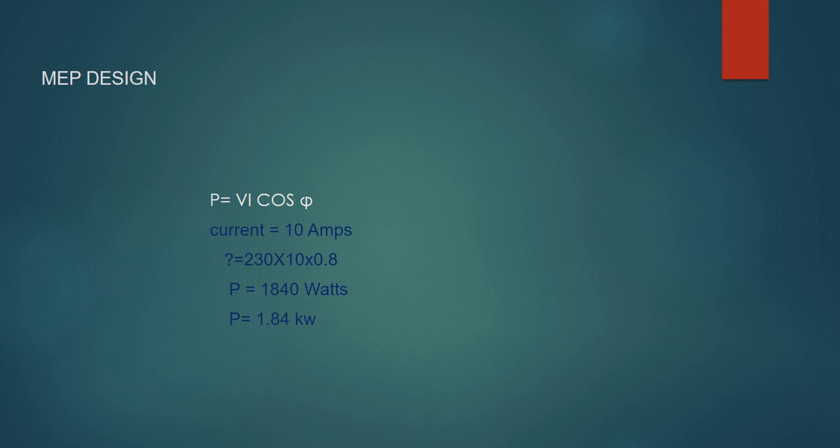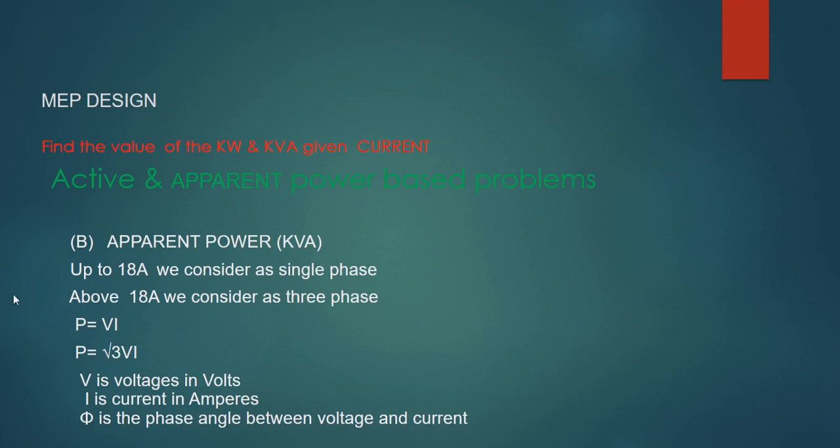Substitute all the values. How much are we getting? Power is 1.84 kilowatts. Now active power is over. Next is the apparent power.